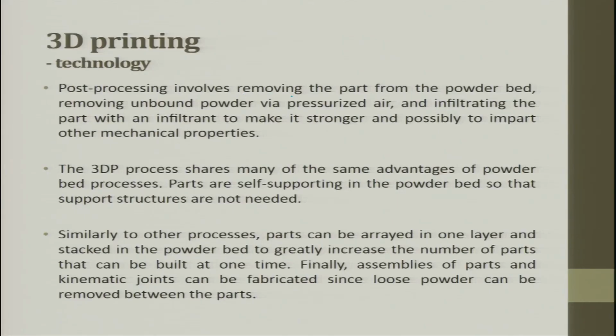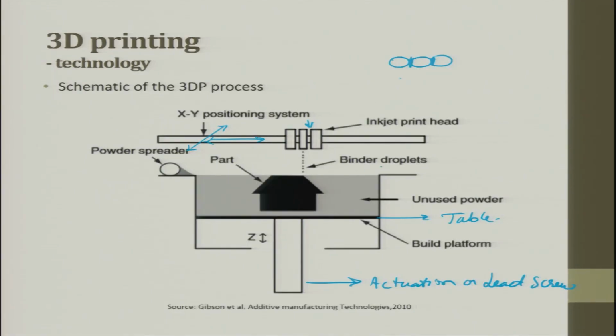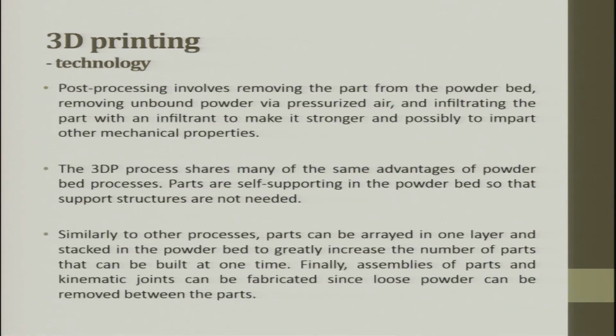The post processing involves removing the part from the powder bed, removing unbonded powder via pressurized air. So, whatever powder was available, so now you put a vacuum suck, this is a vacuum cleaner. So, this just cleans and sucks all the loose powders and it is taken back. Now, that is reused and fed into the tank of the powder spreader. Pressurized air and infiltrating the part with the infiltrant to make it stronger and possibly to impart other mechanical properties.